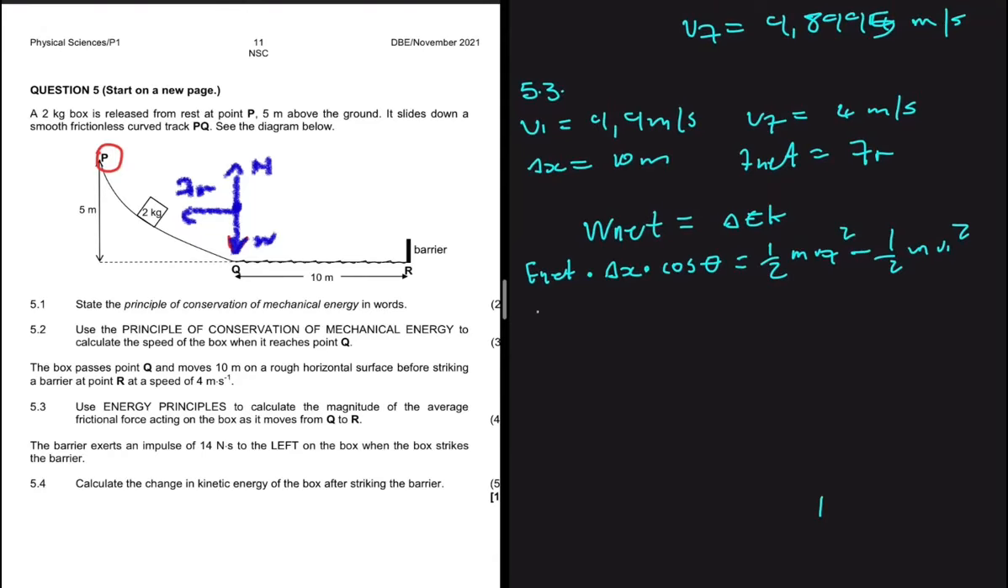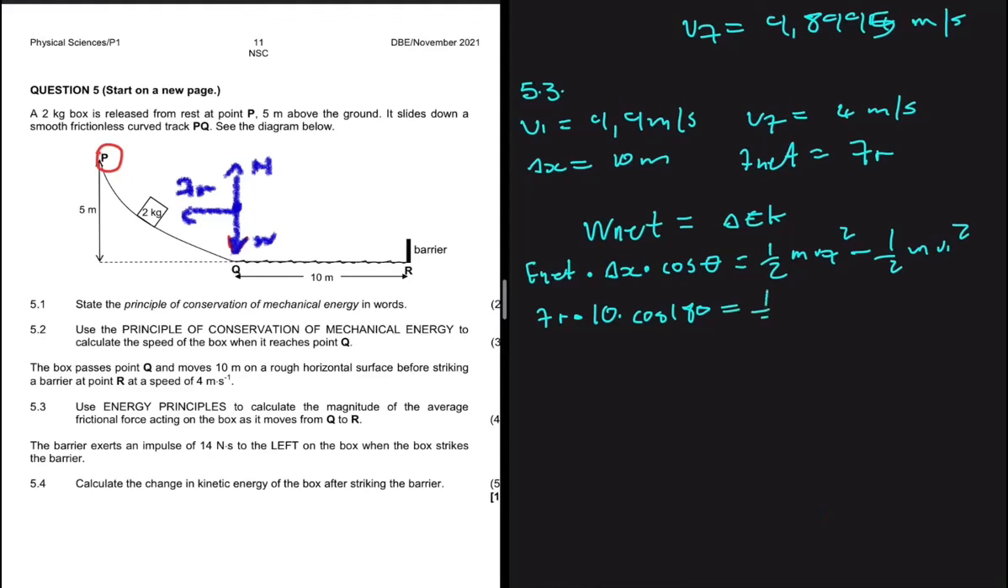So we're gonna have Fr multiplied by 10 multiplied by cos of 180, right? The angle we use with regards to frictional force, it's always going to be 180 because it's opposing the motion parallel to the surface all the time. So yeah, the angle for frictional force is always 180.